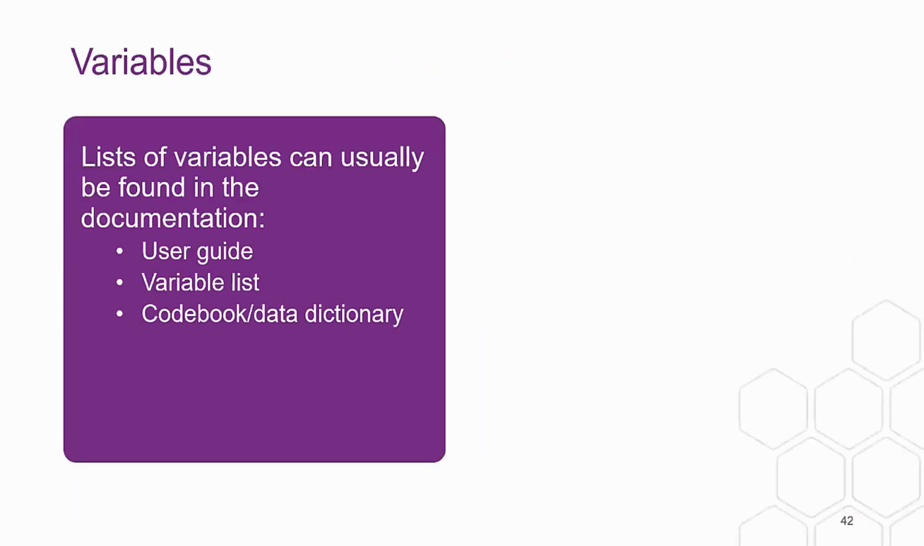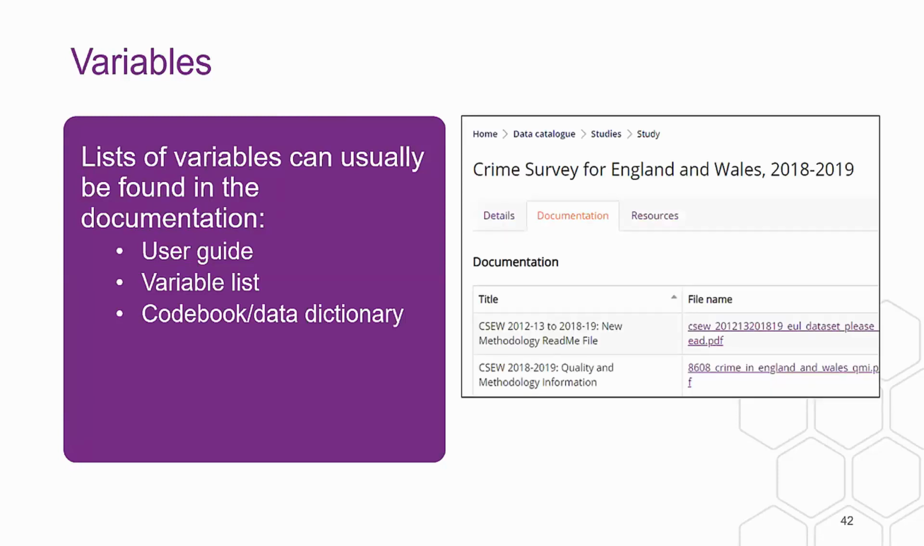Importantly, the list of variables can usually be found in the documentation, and this is usually in the user guide, the variable list, or the code book or data dictionary, and this might vary between data sets. Here you can find important information on what the variables measure, which will help you relate them to your key concepts.